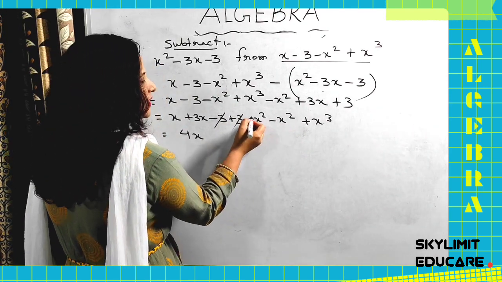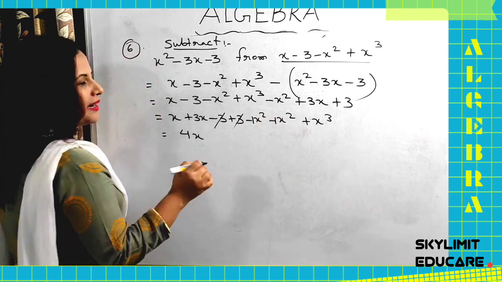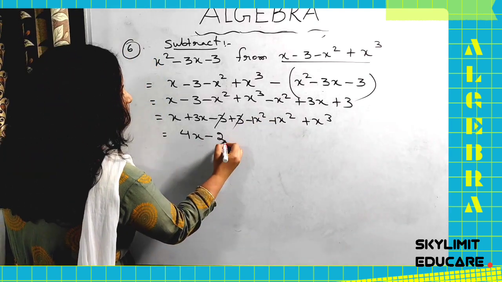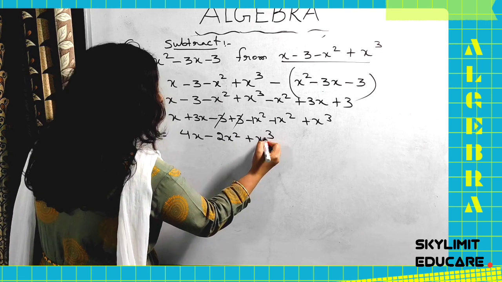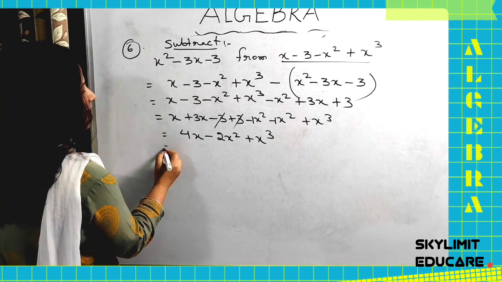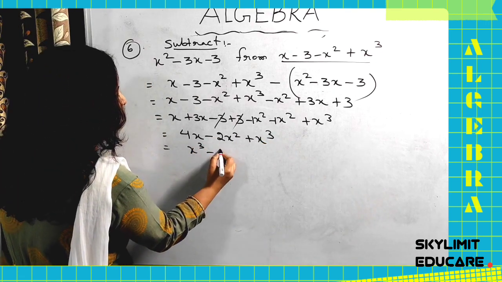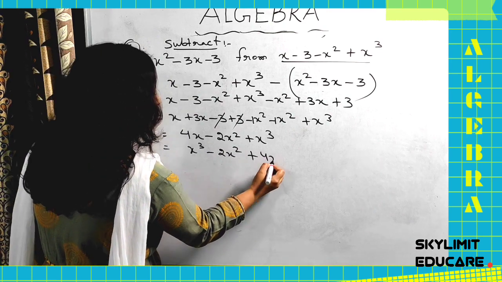Nothing is there. What is there? Minus 1, minus 1. Minus 1 minus 1 is how much? Minus 2x square plus x cube. This is your answer. If you want, you can write the standard form: x cube minus 2x square plus 4x.